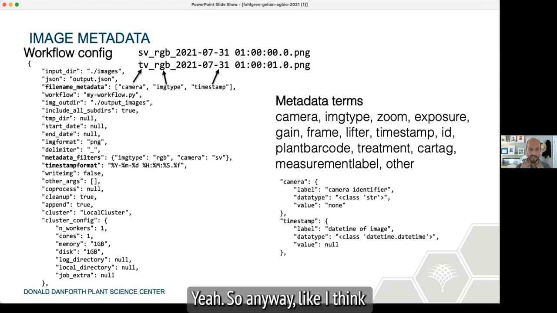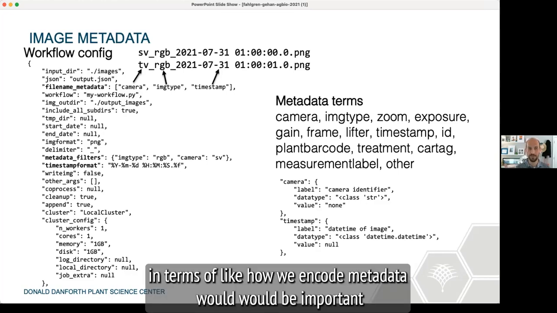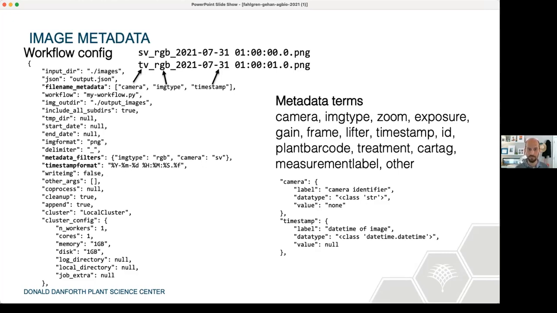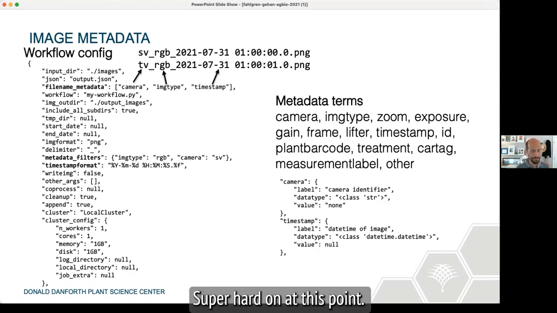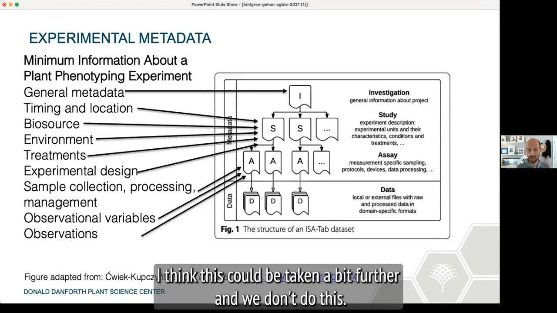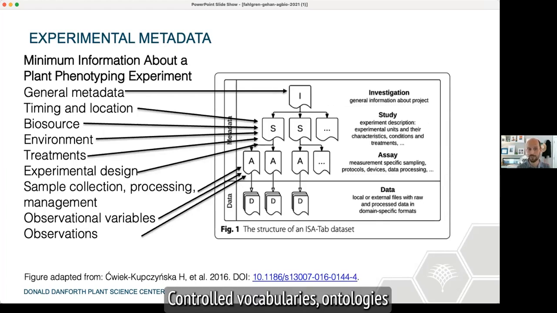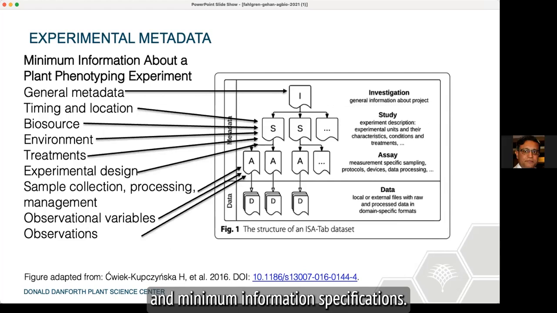So anyway, that's one place where having regularized terminology for how we encode metadata would be important, and it's not something we've worked super hard on at this point. On the next slide, I think this could be taken a bit further, and we don't do this. Many of you would of course be aware of other kinds of controlled vocabularies, ontologies, and minimum information specifications.